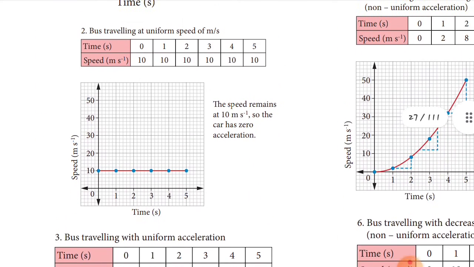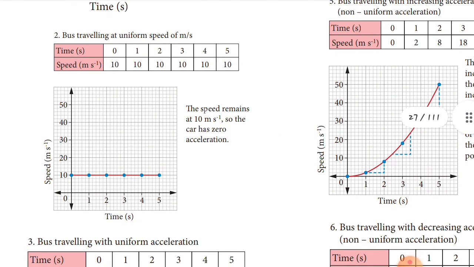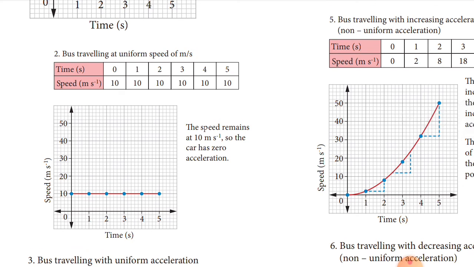Yeah. And here the B, children, second one, bus traveling at uniform speed. Okay, uniform speed means what? It will be taking a normal speed. Uniform means the first time you should take 10. Again, the speed is also 10 meter per second. Second time also, speed 10 meter per second. Third one also 10 meter per second. Fourth one also 10 meter per second.